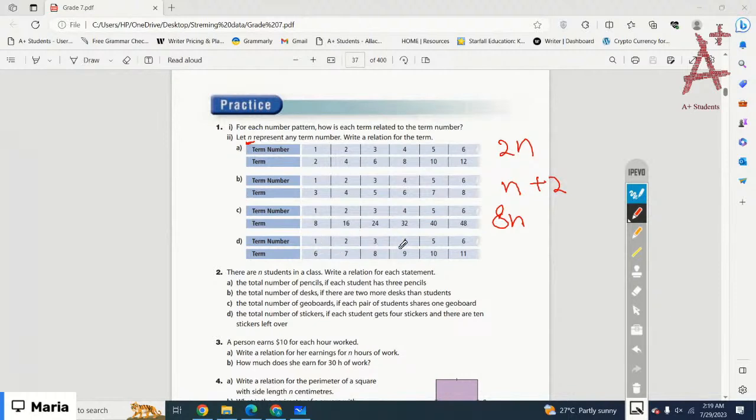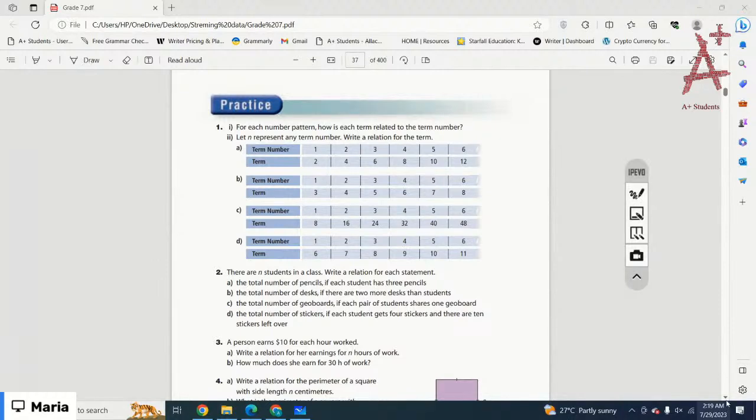Okay, 1, 6, 2, 7, 3, 8. So when the term number is 1, the term is 6. 1 plus 5 is 6. 2 plus 5 is 7. 3 plus 5, so it would be n plus 5. Right? Okay, hold on. Let me see how many questions we have.